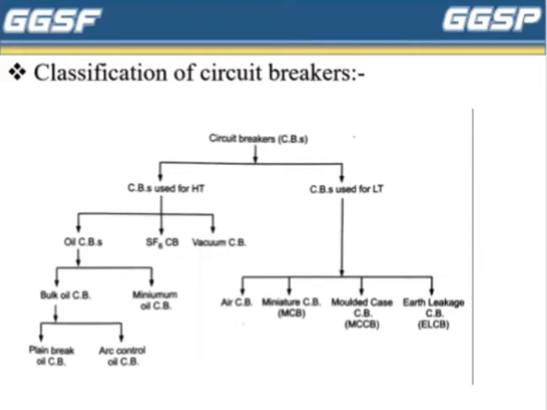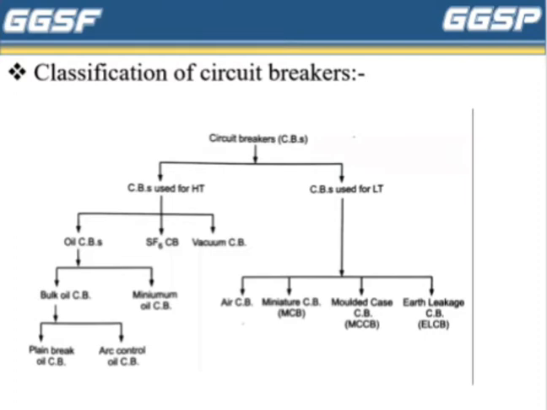Next is the classification of circuit breakers. The circuit breakers are first classified into high tension and low tension circuit breakers. The high tension circuit breakers are classified into three types, that is the oil, SF6 and vacuum circuit breaker. Oil circuit breaker is then classified into bulk oil circuit breaker and minimum oil circuit breaker. The bulk oil circuit breaker is then classified into plain break oil circuit breaker and arc control oil circuit breaker.